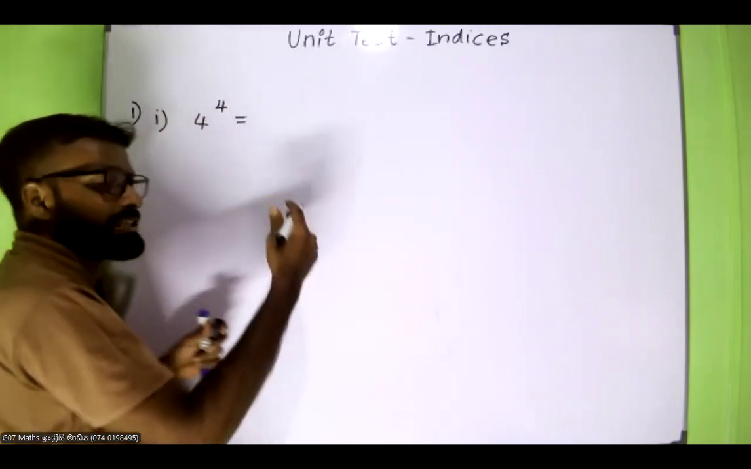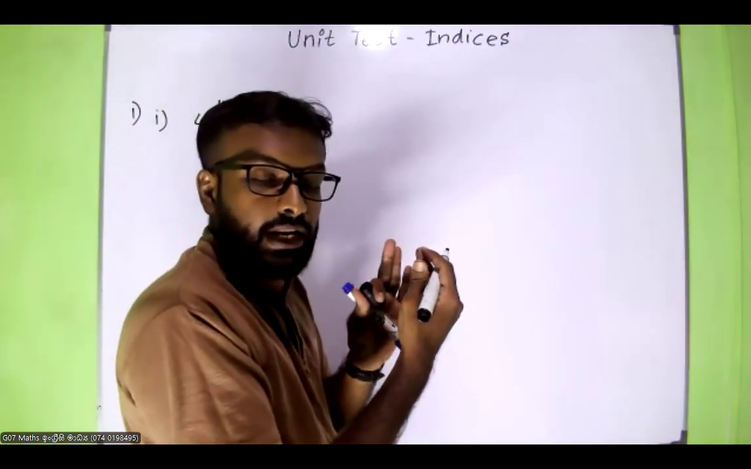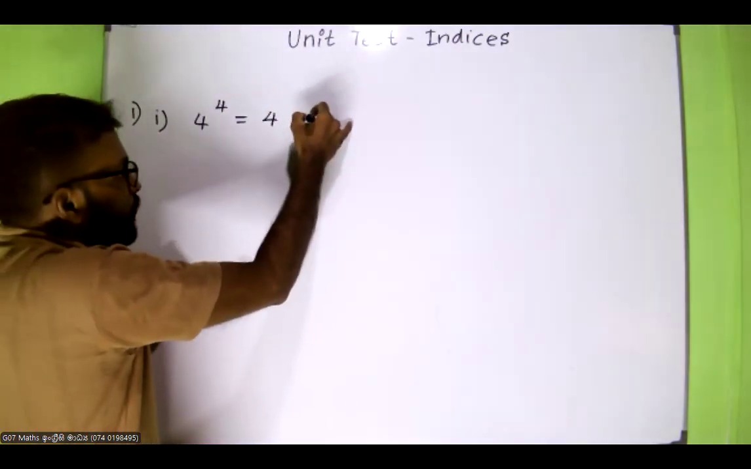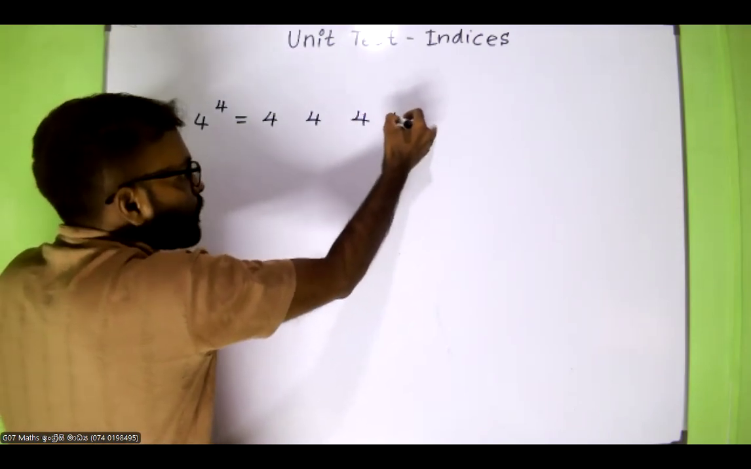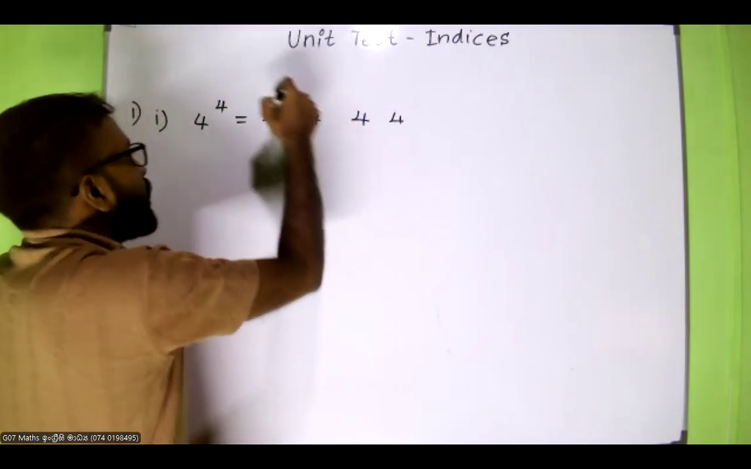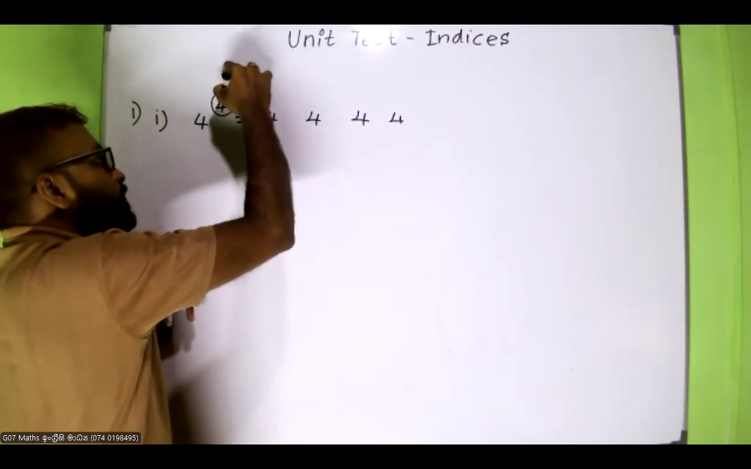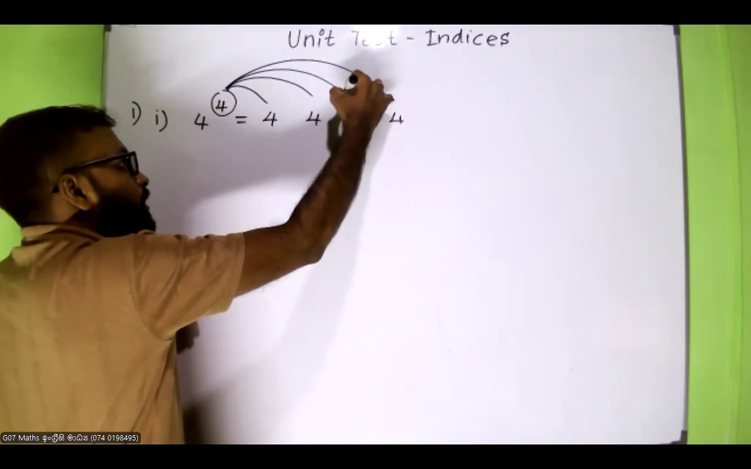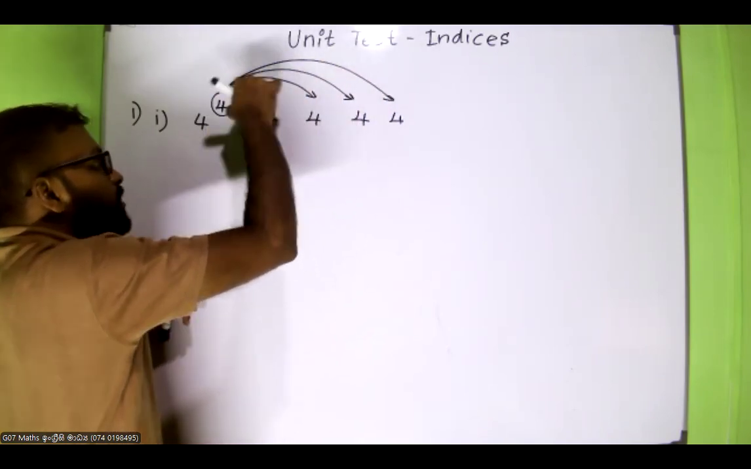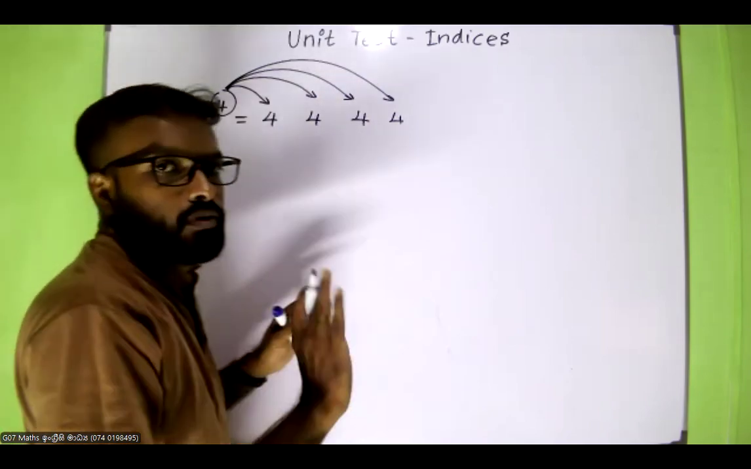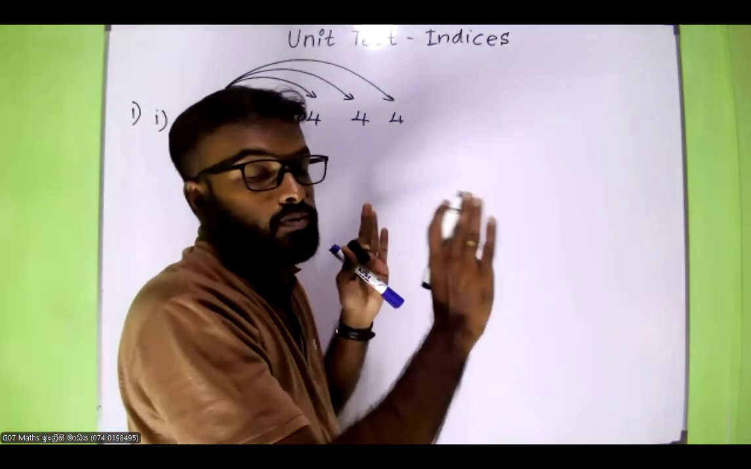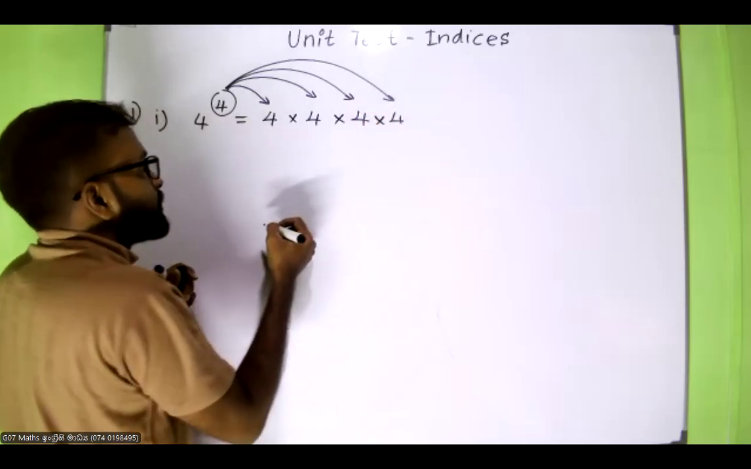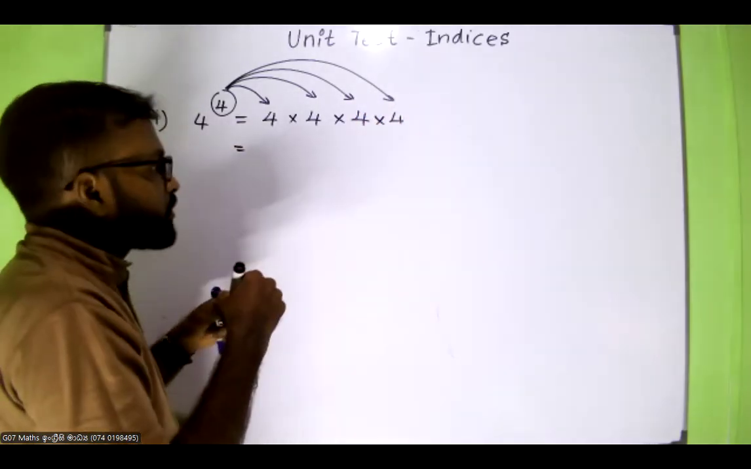That means you can expand this 4 to the power 4 like this: 4, 4, 4, 4. 1, 2, 3, 4. Right? Now try to refresh your knowledge. 4 has been repeated 4 times, 4 to the power 4. So multiplication, multiplication, multiplication. Let's do this.